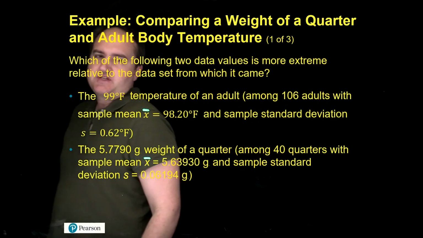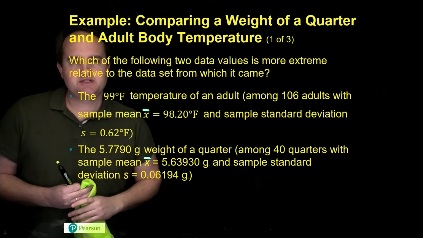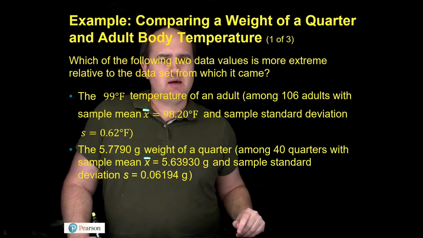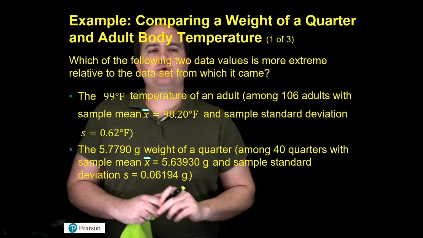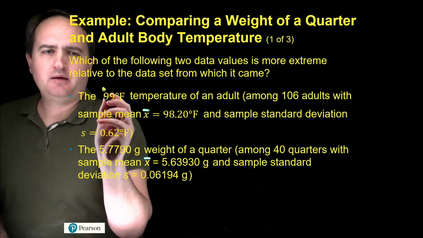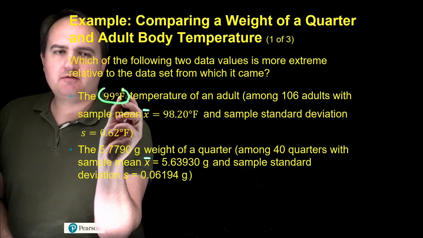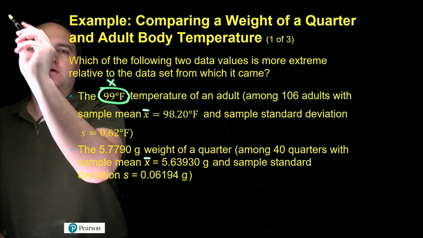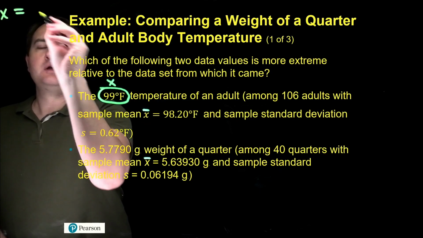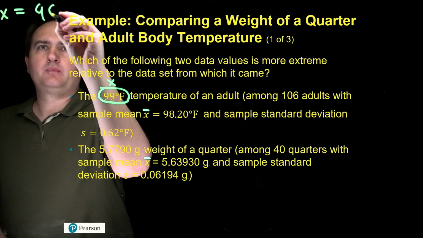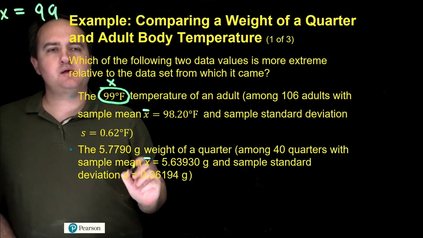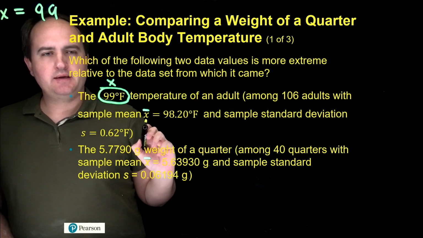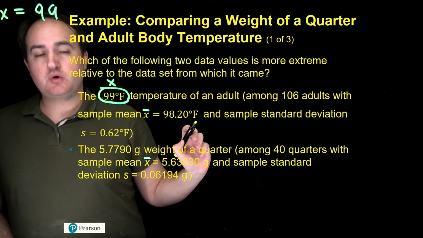Okay, so for the temperature of an adult, we said that we have a 99-degree Fahrenheit temperature, so that's actually the same as x. Your data value is the same as x. So here, x equals 99. That's in degrees Fahrenheit. And then for the sample mean for temperatures, x bar equals 98.20.